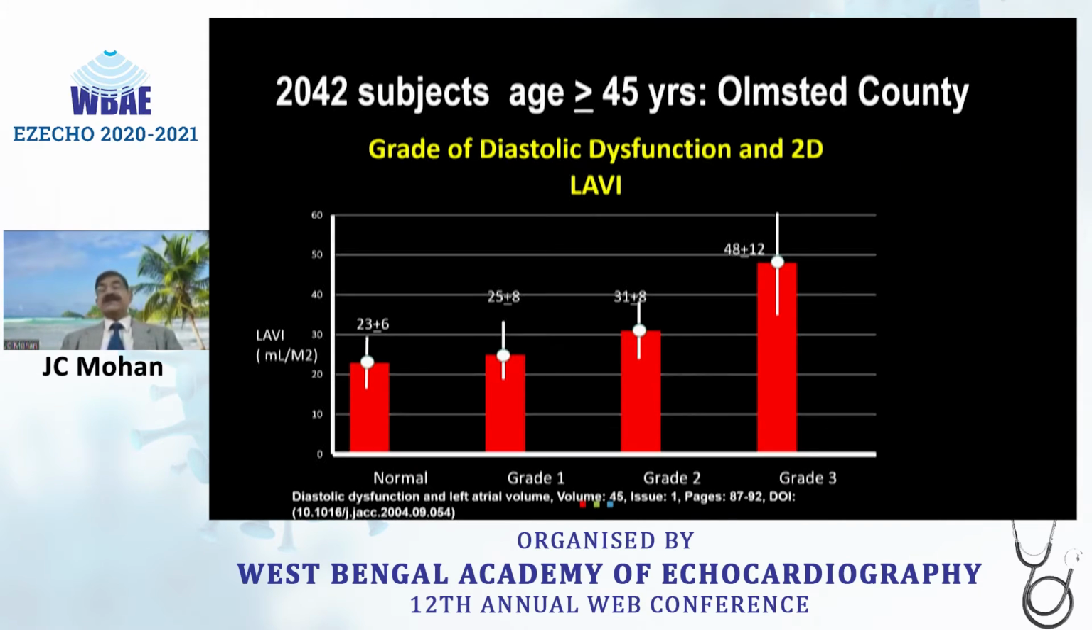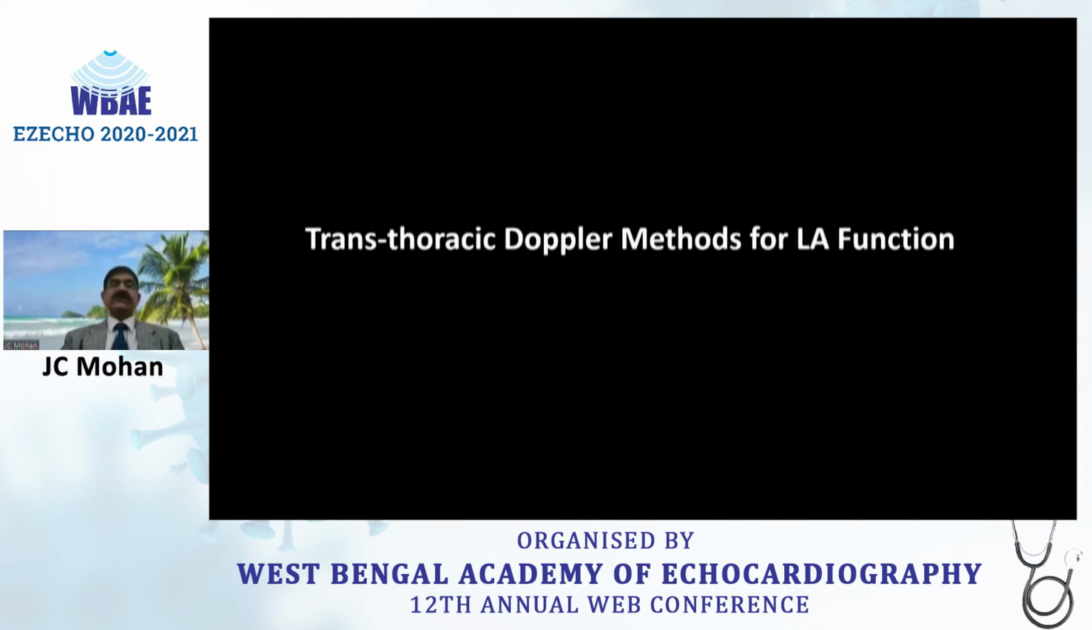Data from Olmsted County of 2,000 individuals also suggests that left atrial volume index measured by 2D, with both 4-chamber and 2-chamber combined biplane, correlates with the grade of diastolic dysfunction. As you move from normal to grade 1, grade 2 and grade 3 diastolic dysfunction, the left atrial volume progressively increases. So there is a relationship between left atrial volume and diastolic dysfunction. It tells you about severity and chronicity of diastolic dysfunction.